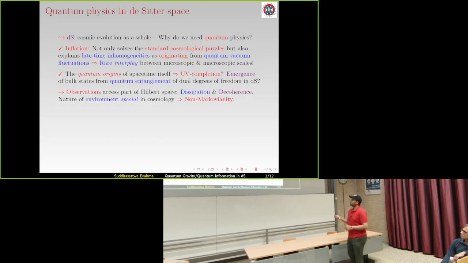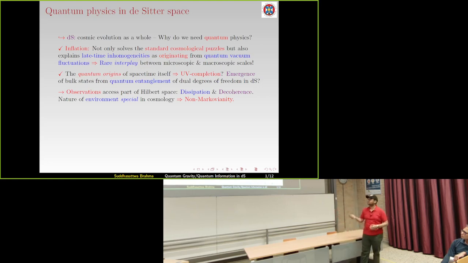The main message I want you to take away with this first point is that observations always access parts of Hilbert spaces. That just means that whenever we are looking at some part of a Hilbert space, our system density matrix is a reduced one, and we need to incorporate dissipation and decoherence. There was a very nice talk by Bei-Lok Hu yesterday, and also some very nice talks about this in some of the parallel sessions. So this is common to physics, I would say.